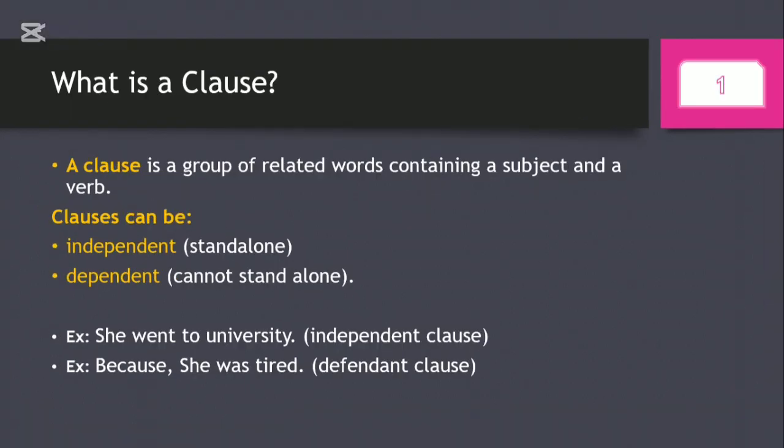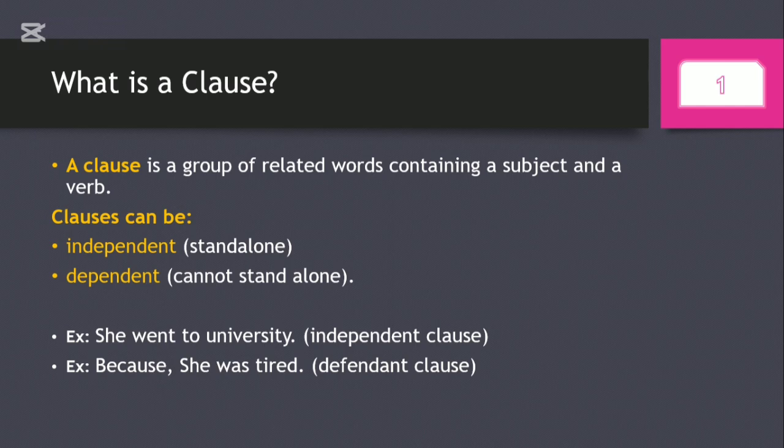What is a class? A class is a group of related words containing a subject and a verb. It means a class is a group of related words containing a subject and a verb and does not express a complete meaning. A class can be independent, which can stand alone, or dependent, which cannot stand alone.